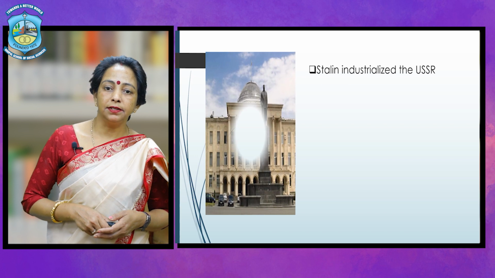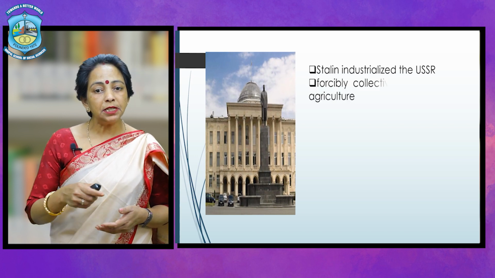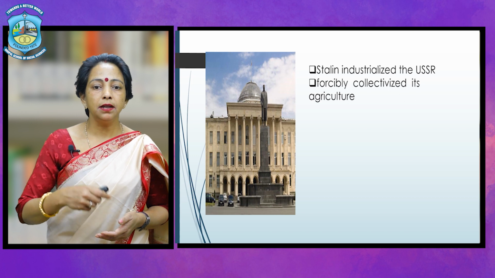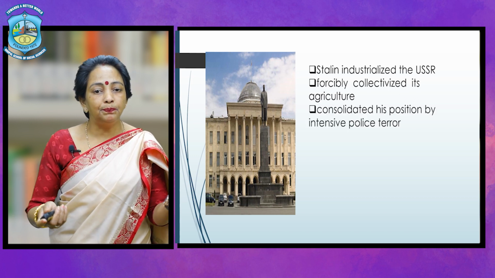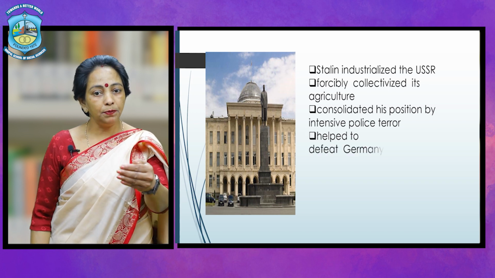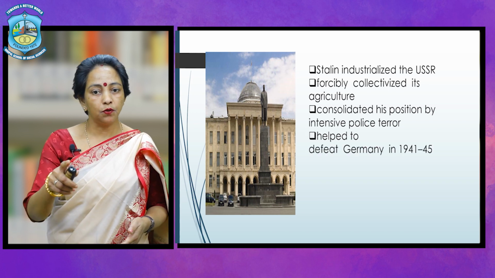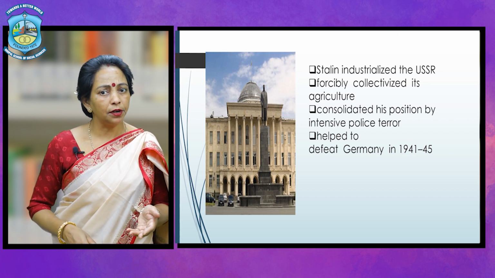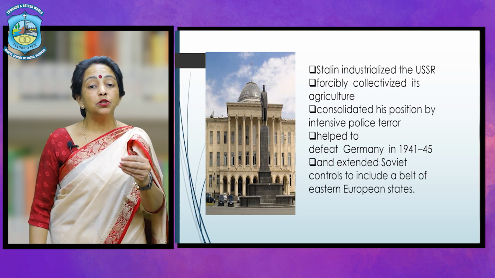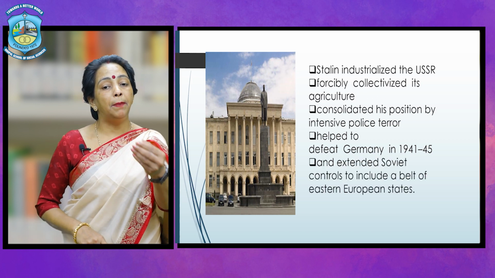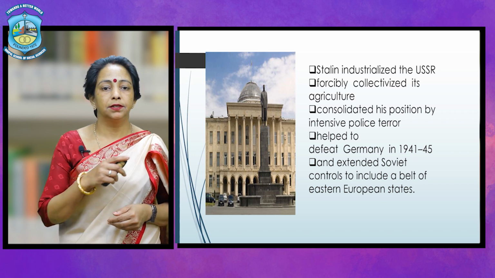Stalin industrialized the USSR, forcibly collectivized its agriculture, consolidated his position by intensive police terror, helped to defeat Germany in 1941 to 45, the time period of the Second World War, if you remember, and extended Soviet controls to include a belt of Eastern European states. Stalin was the chief architect of Soviet totalitarianism and a skilled but ruthless organizer.